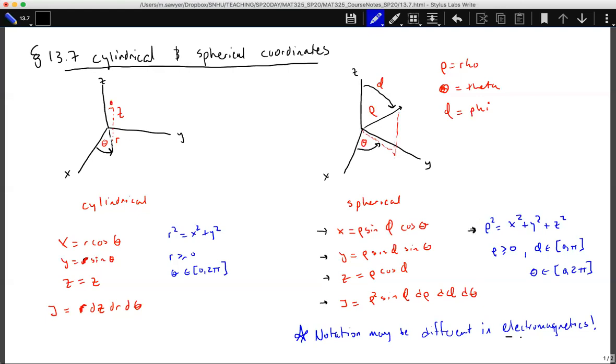One thing to note is that the notation may be different in your electromagnetics class if you're going on to that course. It may be different in different engineering fields, so please keep that in mind.